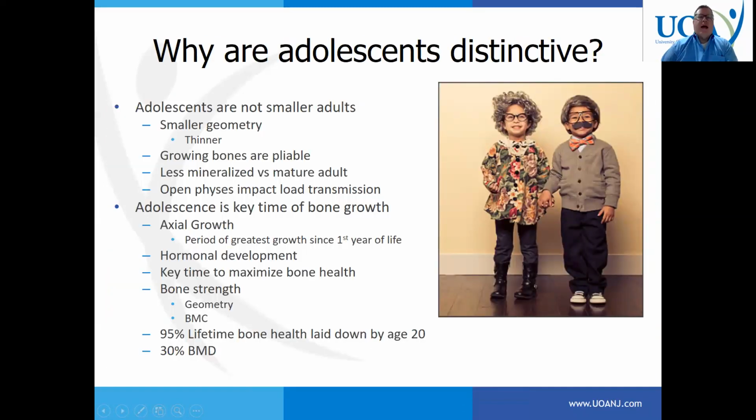So adolescents are not smaller adults. They do have smaller, thinner bone geometry. Their bones are more pliable, less mineralized. And under the age of 17, they've got open physes, which can impact load transmission.